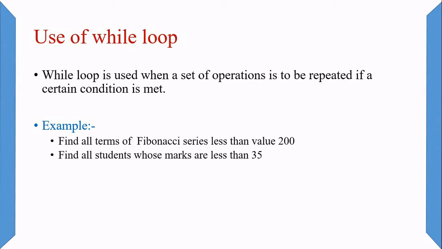On the other hand, use of while loop. A while loop is used when a set of operations is to be repeated if a certain condition is met. It means the number of repetitions depends upon the condition that we provide to our code. For example, find all the terms of the Fibonacci series less than the value 200. So until the value 200, all the numbers come inside our series. Okay. So let's try to understand for loop and while loop with some examples.